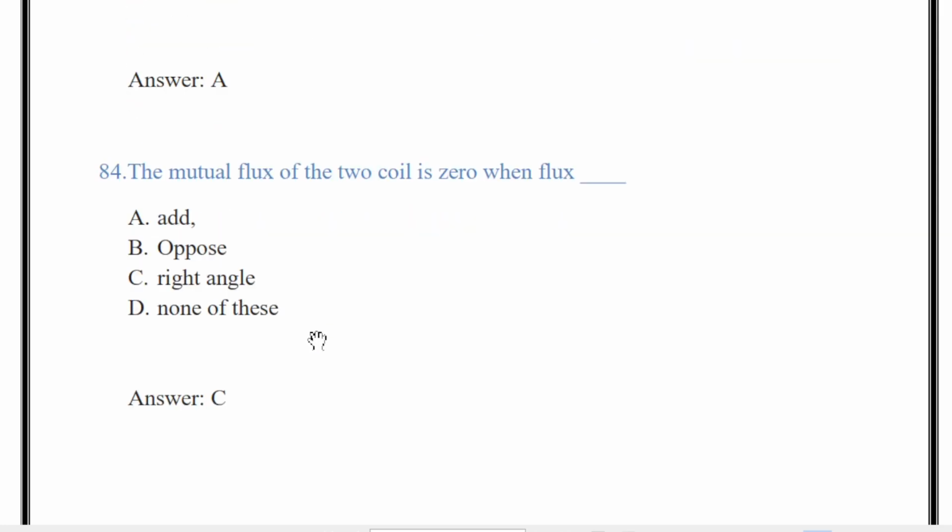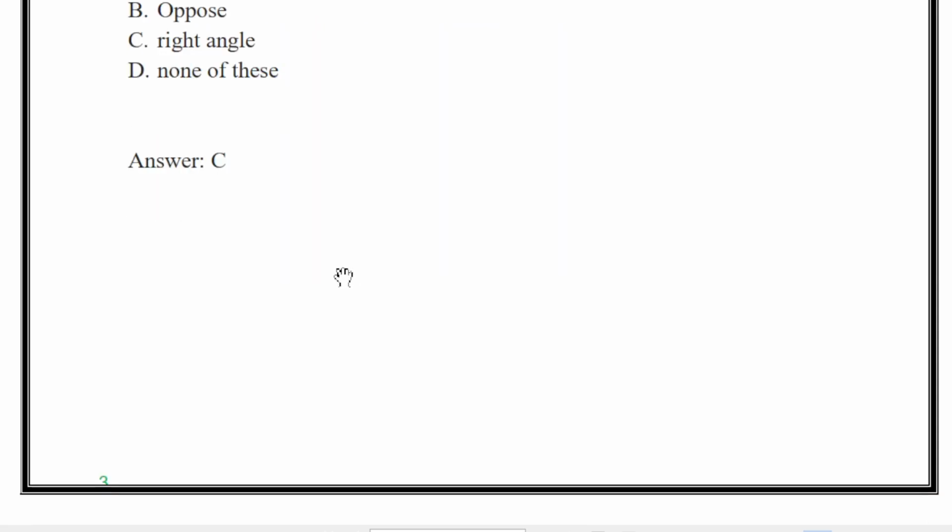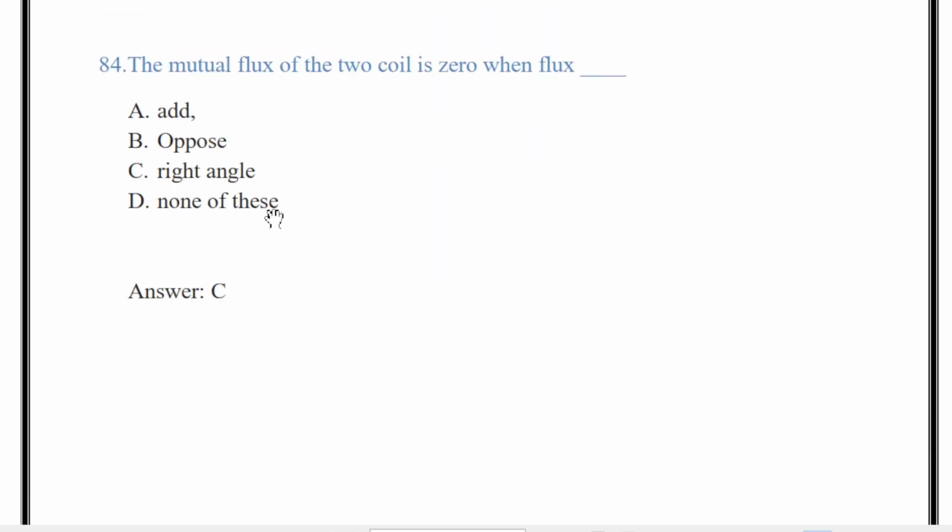Now we come to question number 84. The mutual flux of the two coils is zero when the flux dash. The correct answer is C, right angle.